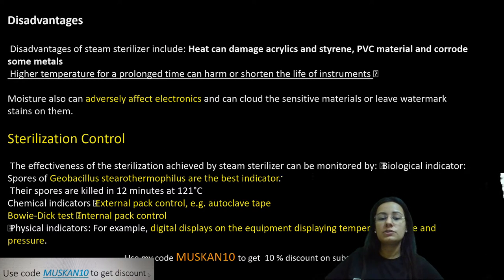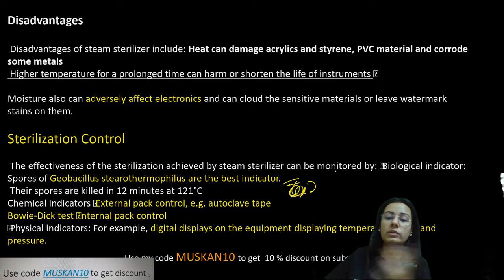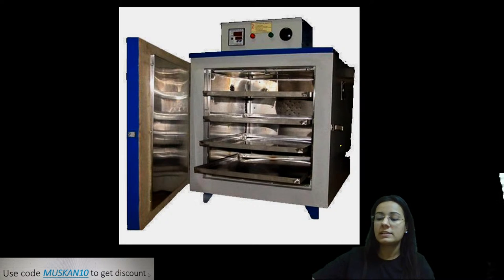Damage to the sterilization control we have seen: we use the Bowie-Dick test, and Browne's tube test, where the color changes from red to green when the disinfection has been done.